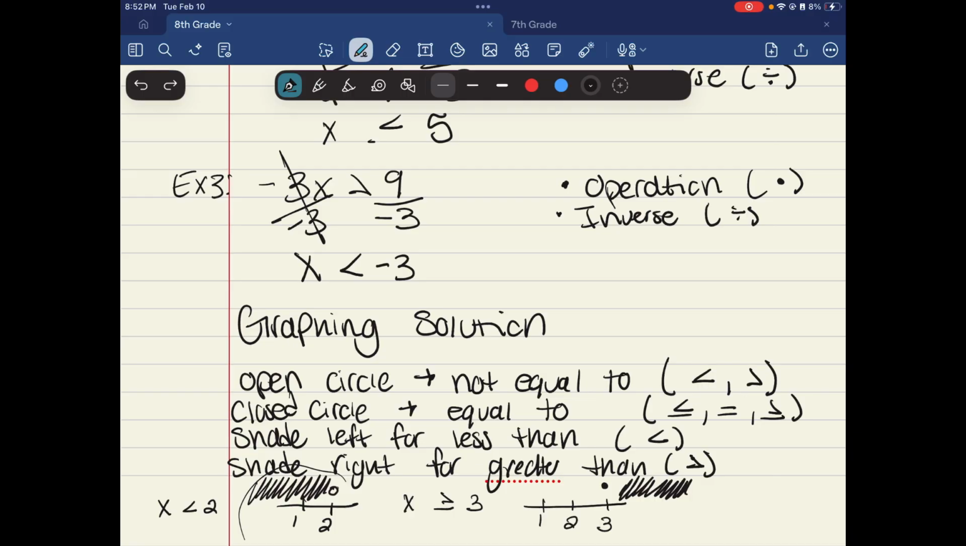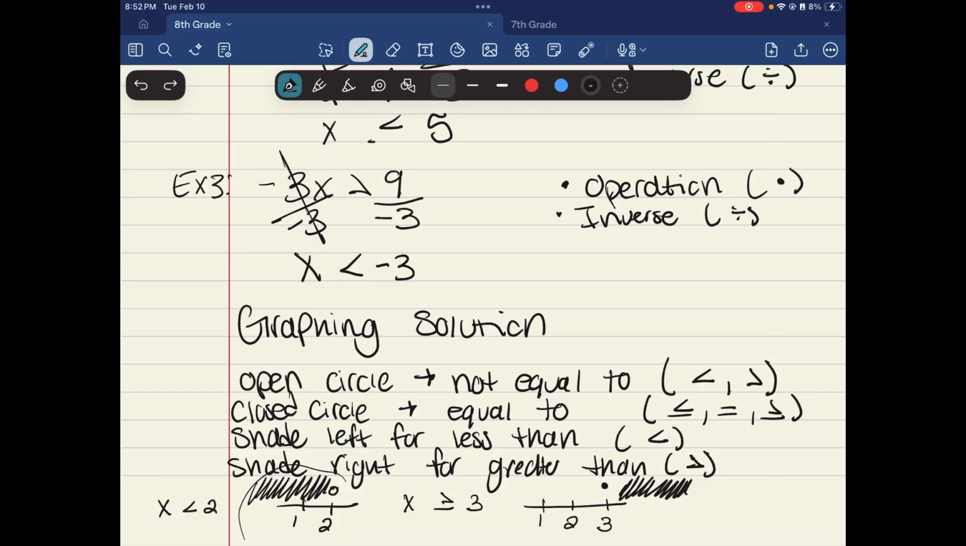Closed circle, it could be less than or equal to, keyword equal to, equal to sign or equation sign or equal, or greater than or equal to. Again, keyword equal to. Now, you see this one, the first example right here. I have x is less than 2.